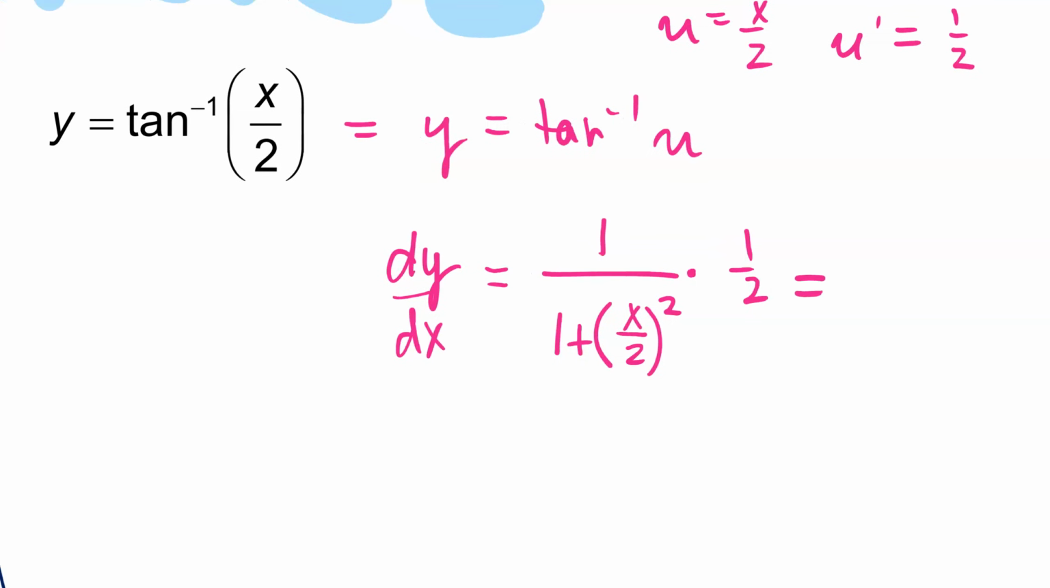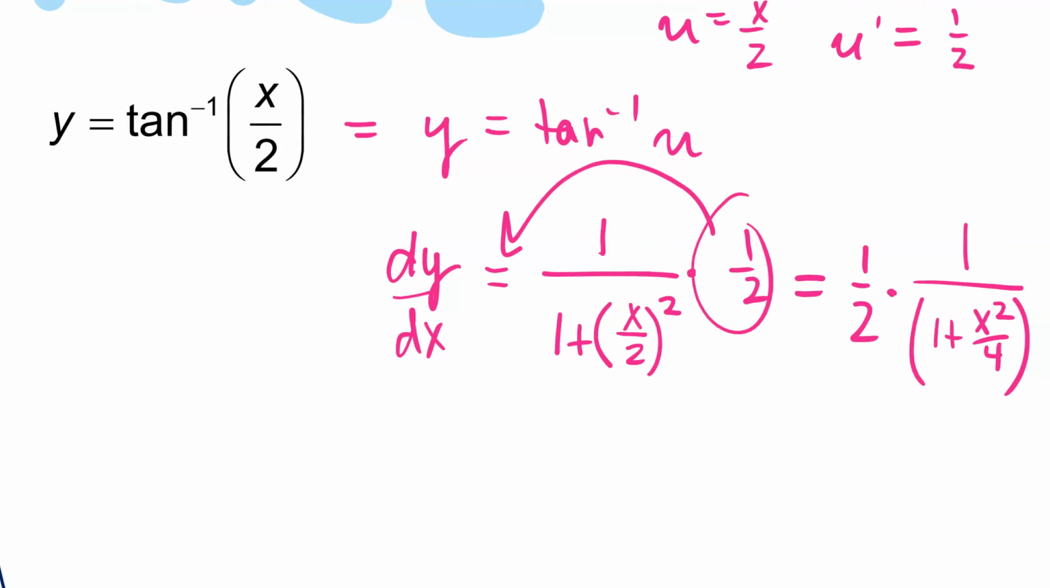Okay, so let's do a little simplification. So this is the same thing as 1 over 1 plus x squared over 4. So all I did was I moved this to the front, because you know what I'm going to do? The big old distribute, probably. We'll see. Okay.